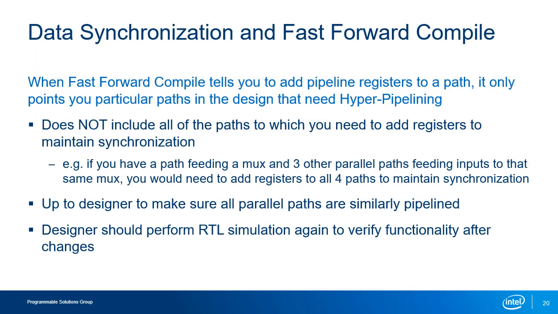It is key to remember that when fast forward analysis is performed, it is only concerned with design performance, not necessarily functionality. So it only points you to a path that needs extra registers to boost that path's performance. It does not point you to all the paths that similarly need registers to maintain data synchronization. It is up to the designer adding registers to make sure all parallel paths are pipelined with the same number of registers. And you must perform RTL simulation after your modification to verify correct functionality.